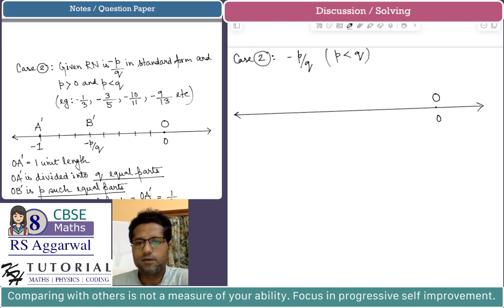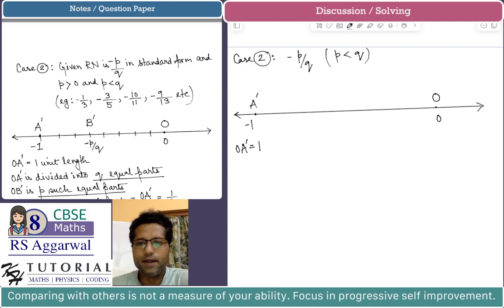So in this case, I will mark a point A dash on the left hand side of the origin O on the number line or real line, such that A dash is representing the integer minus 1, because it is on the left hand side of the origin O at unit distance from O. OA dash is 1. Hence, since A dash is on the left hand side of the origin O, the point A dash will represent the integer minus 1. Okay.